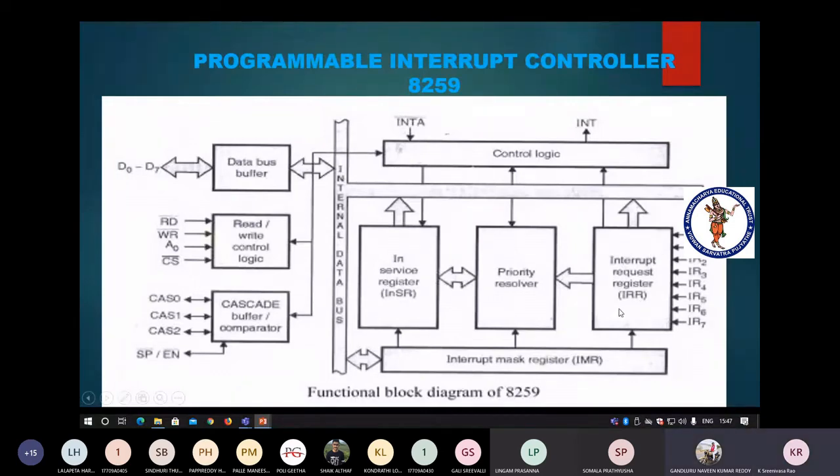This one is the interrupt request register. It holds how many devices are requesting the 8259 to communicate with the processor.